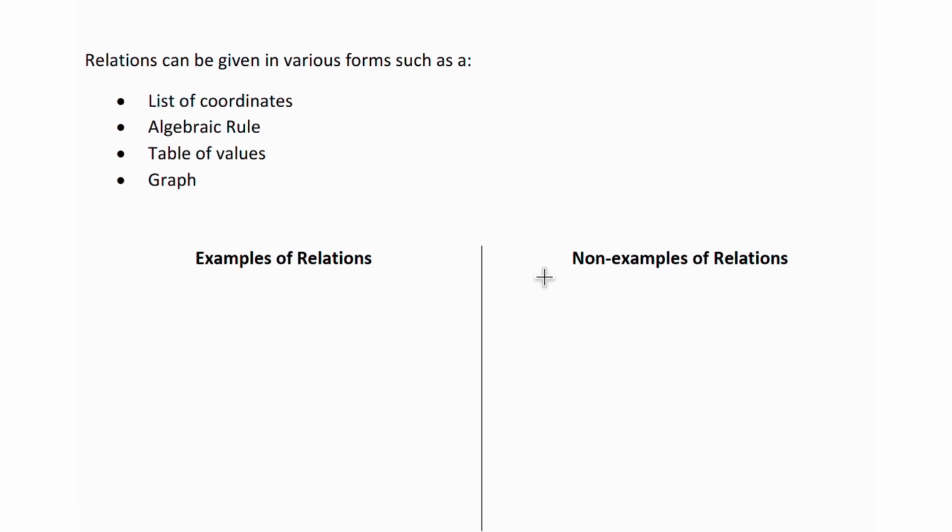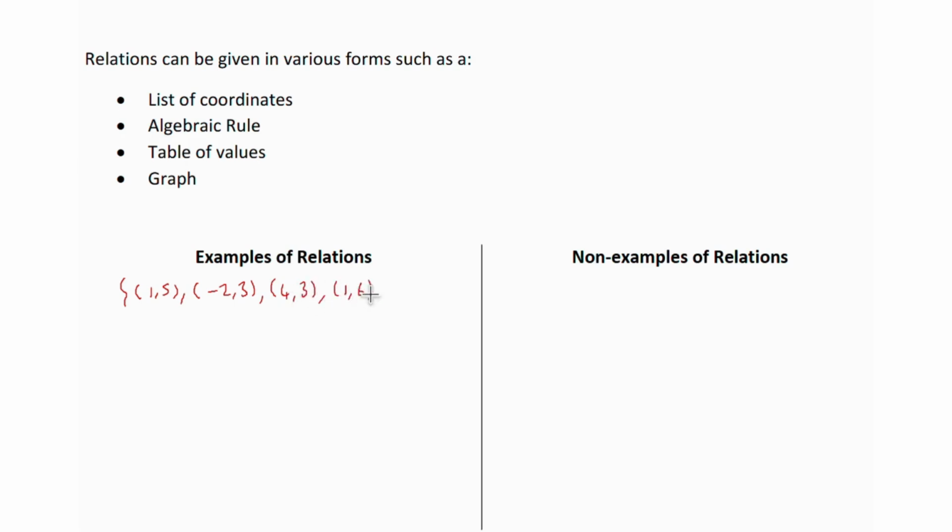So let's have a quick look at what some of these might look like. What might a relation look like? Well, as a set of ordered pairs, it could be a set containing some coordinates. So something like this. That is a set of coordinates. So that is a relation. What is not a relation would be this set here.